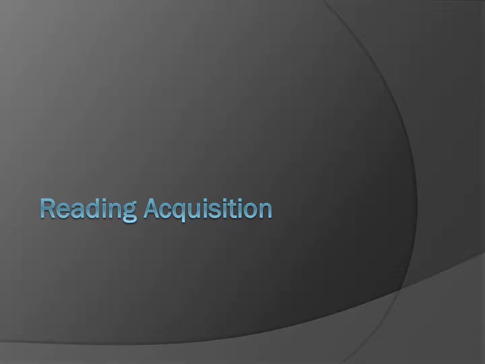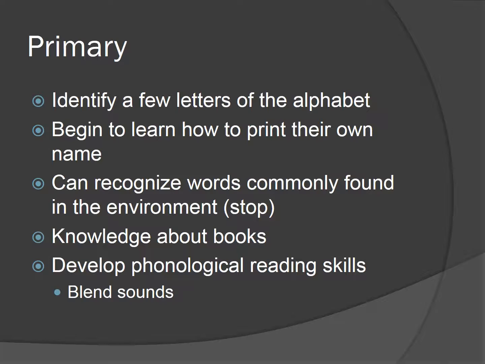Next are the stages of reading acquisition. In primary reading acquisition, children are able to identify a few letters of the alphabet, and they often know how to print their own name because they're familiar with those specific letters. They can recognize words commonly found in the environment, such as "stop" from stop signs, and they have some knowledge about books, so they get print concepts, such as reading from left to right and the covers and spines of books. They are beginning to develop phonological reading skills and being able to blend sounds.